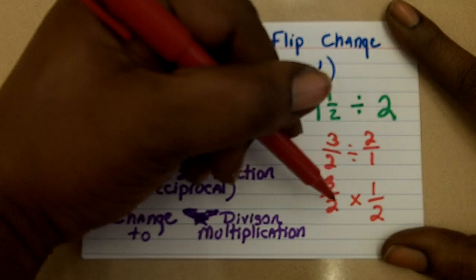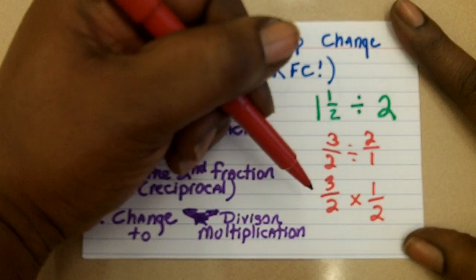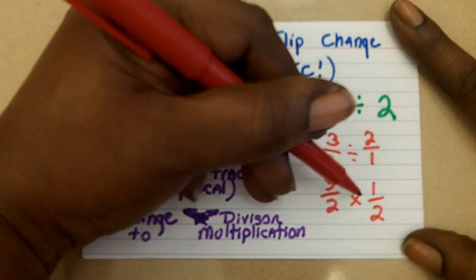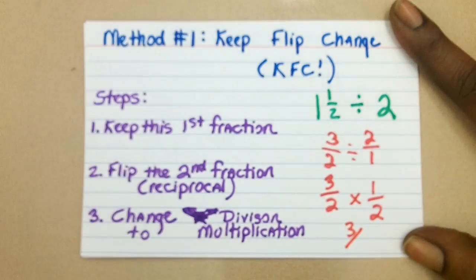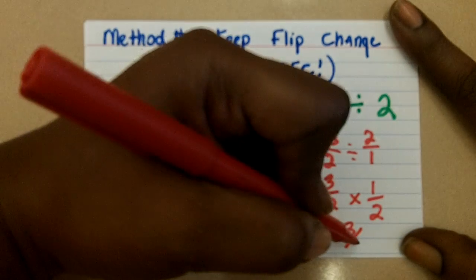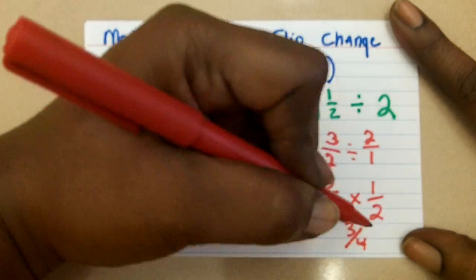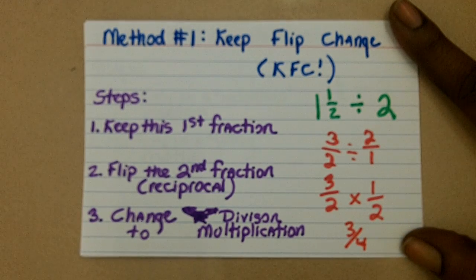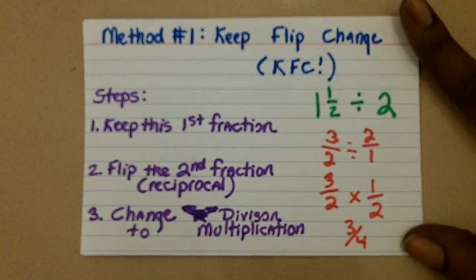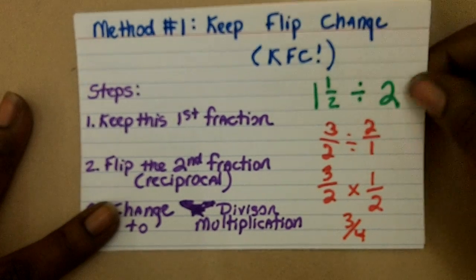Now we are multiplying fractions, a concept that we've already covered. So we're going to multiply the numerators, 3 and 1 to give us 3. Multiply the denominators, 2 and 2 to give us 4. If we could simplify, you could do that at the end, but 3/4 is already simplified. Therefore, our correct answer is 3/4.